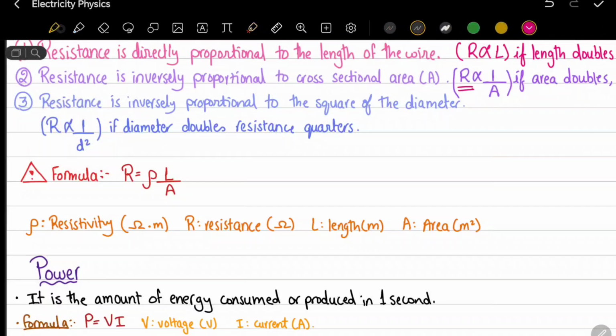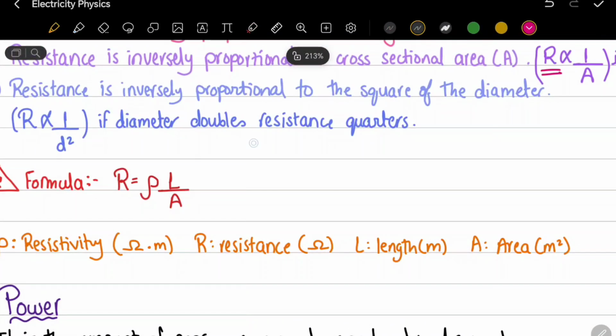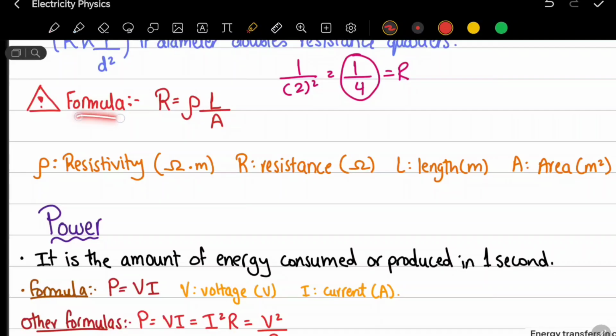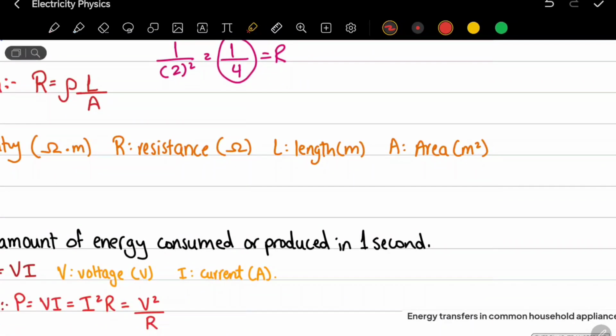Let's have a look. If diameter doubles, then resistance will quarter. The formula that is used to calculate the resistivity of any wire is R equals resistivity times length over A. So this symbol represents resistivity, which is in ohm meters. Then R is the resistance, which is represented by the symbol. L is the length, which is represented in meters. And A is the area, which is represented in meters squared.